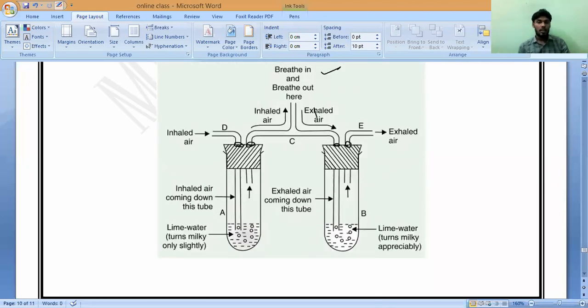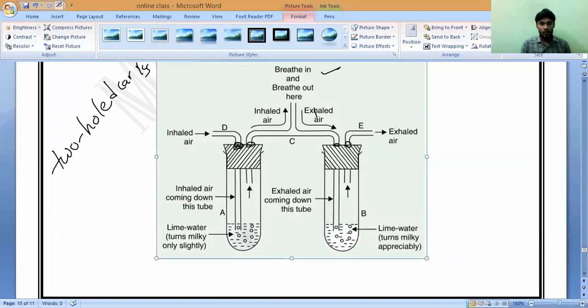We can understand it. So now what we have to do, this is the setup. We have to take two test tubes called A and B, fitted with two-hole corks. What is the meaning of two-hole corks? Hole means we are making holes in the cork. Do all of you understand?